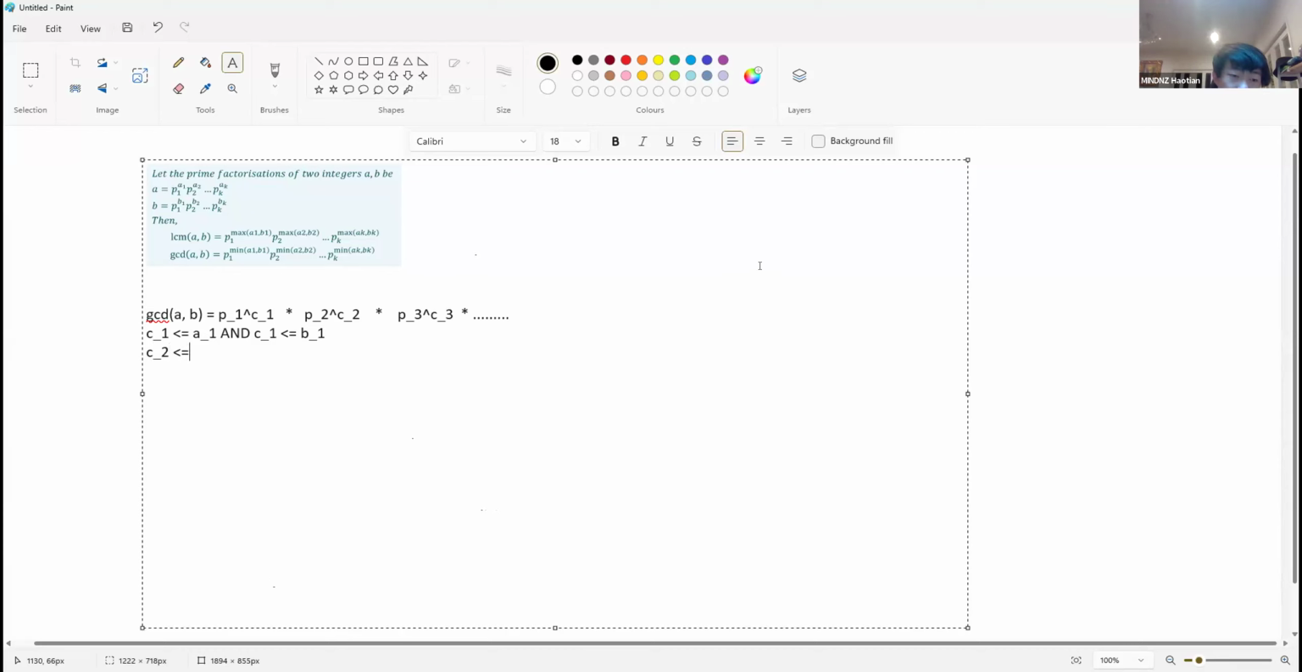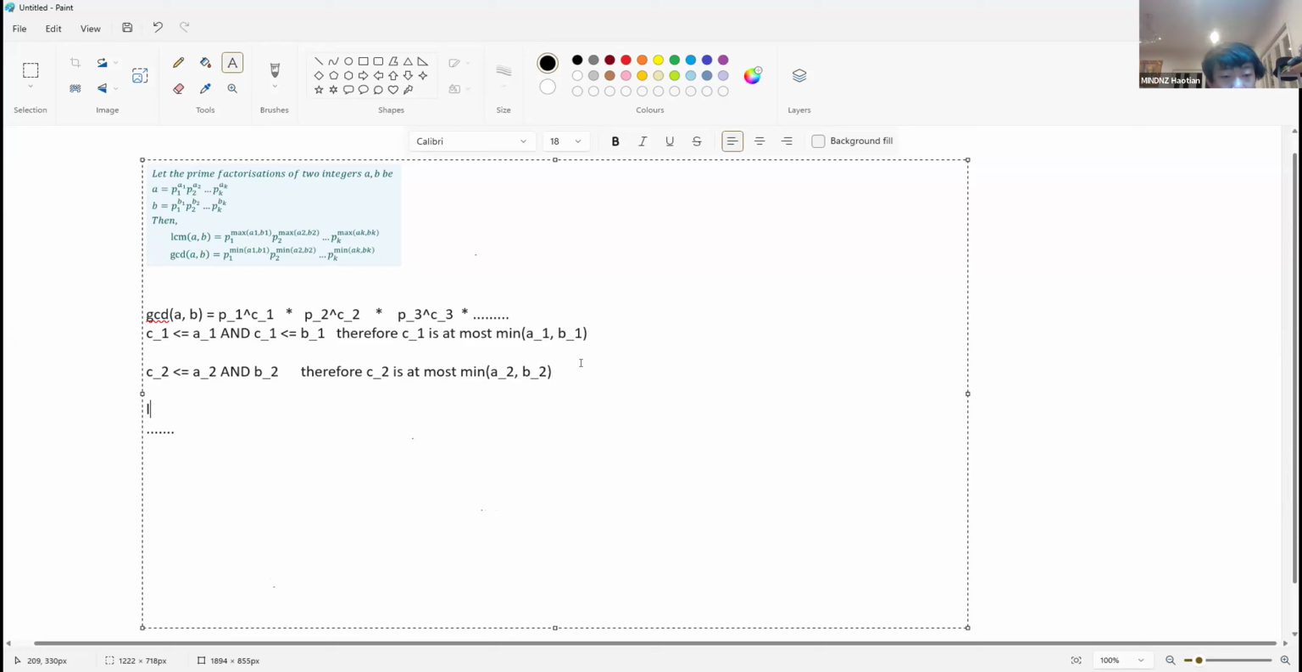Okay, so if we continue, then we get this and so on. And we want the GCD to be as big as possible, right? It's the greatest common divisor. So therefore we want C1, C2 to be maximum. So therefore C1 is at most the minimum of A1 and B1, and therefore C2 is at most the minimum of those two. And that's how we get that.